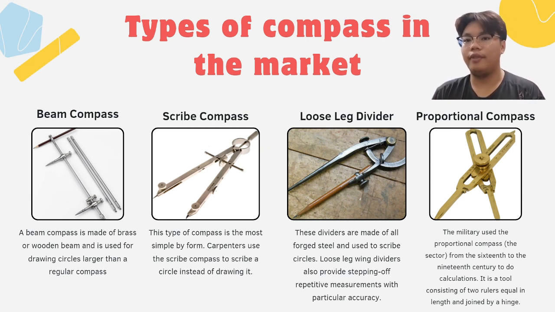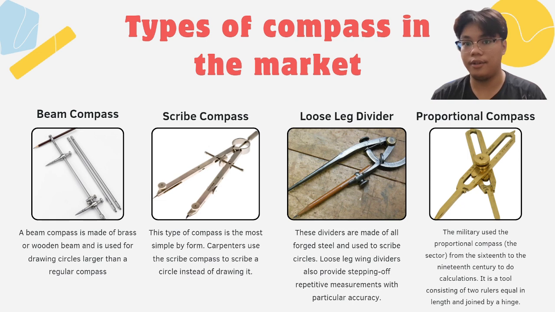Next is a loose leg divider. A loose leg divider is made of all forged steel and is used to scribe circles too. Loose leg wing dividers also provide stepping of repetitive measurement with particular accuracy. Lastly is the proportional compass. The military used the proportional compass, the sector, from the 16th to the 19th century to do calculation. It is a tool consisting of two rulers equal in length and joined by a hinge.